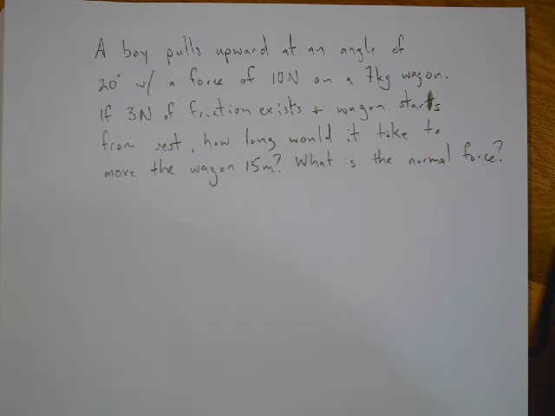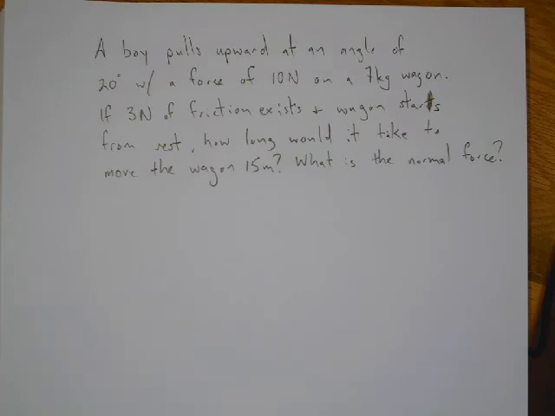We're going to do a component problem here, by the way. A boy pulls up on an angle of 20 degrees with horizontal, with a force of 10 newtons on a 7 kilogram wagon. If there's some friction and the wagon starts from rest, we're going to figure out how long does it take the wagon to move 15 meters, and then what is the normal force going to be.